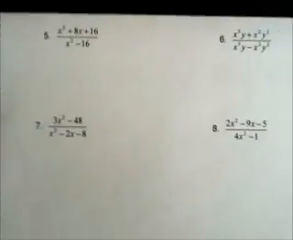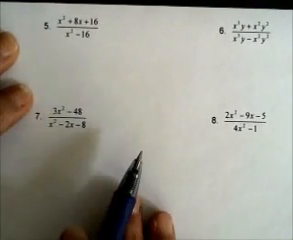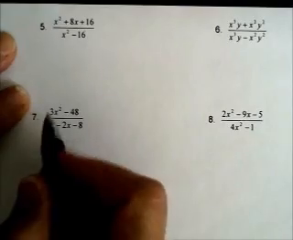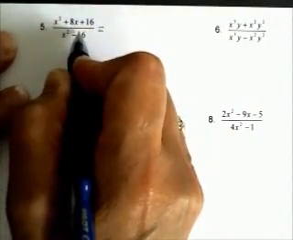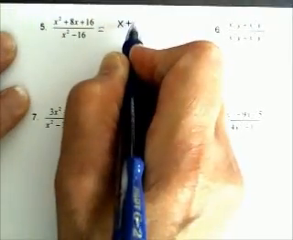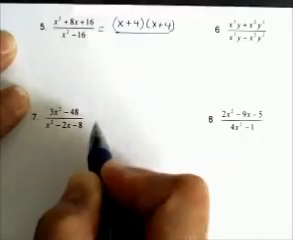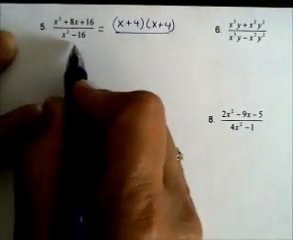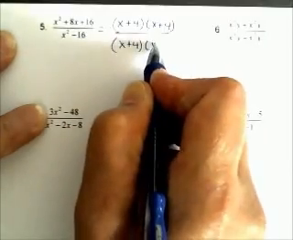Next, page 2, number 5. Again, just continuing factoring numerators and denominators and dividing out common factors. The trinomial factors of 16 that add to 8 are 4 and 4. X plus 4 times x plus 4. And our denominator, difference of two perfect squares, x plus 4 times x minus 4.